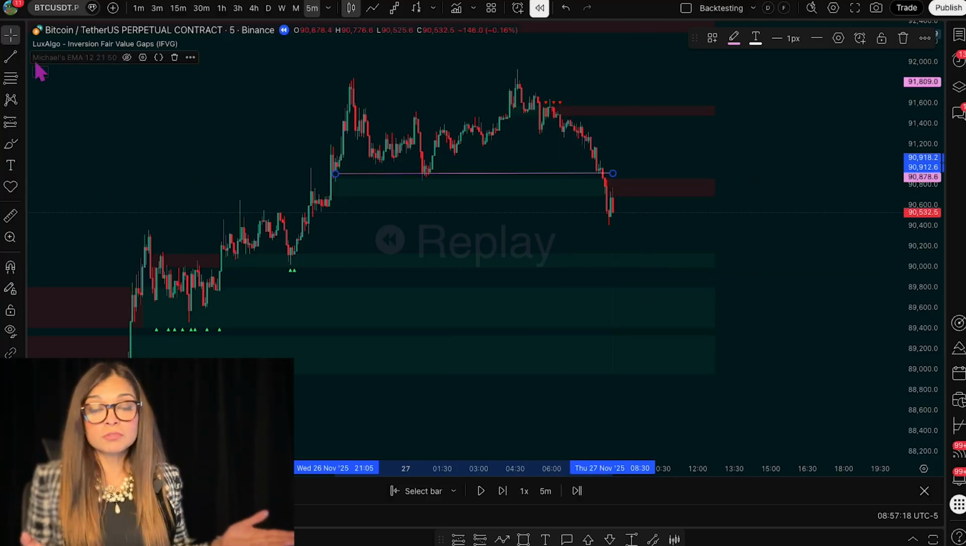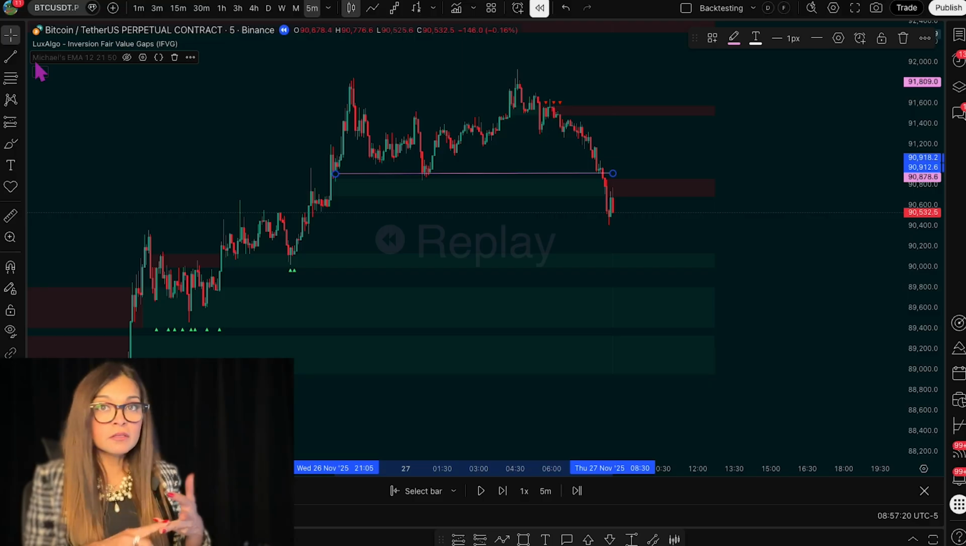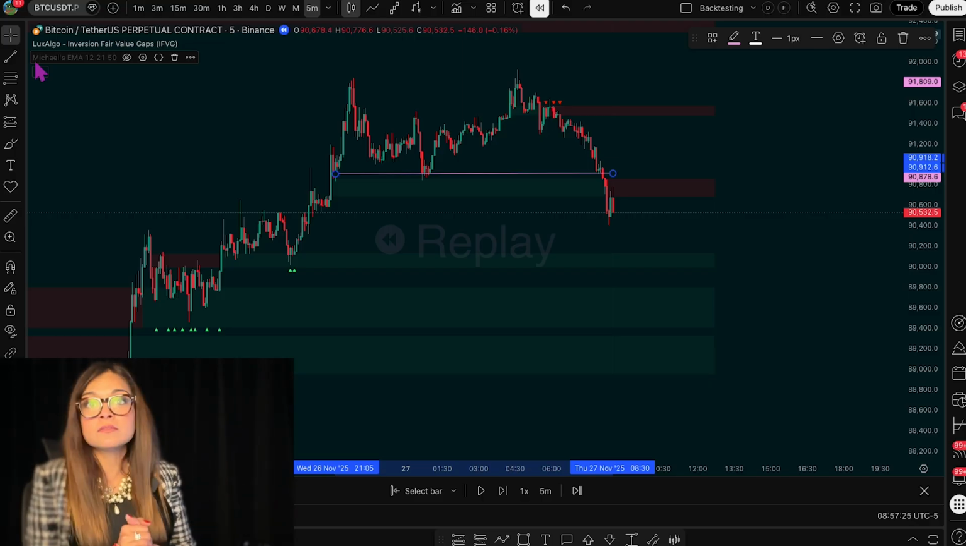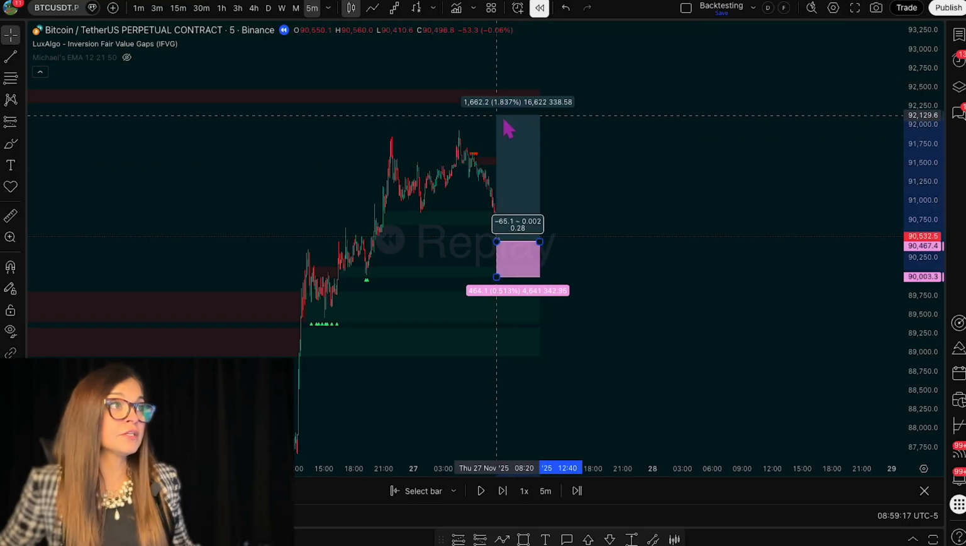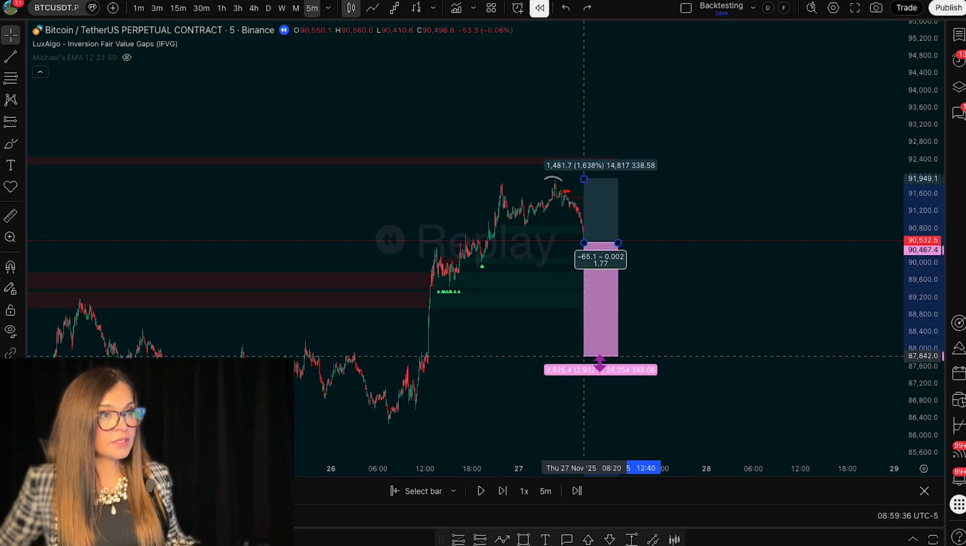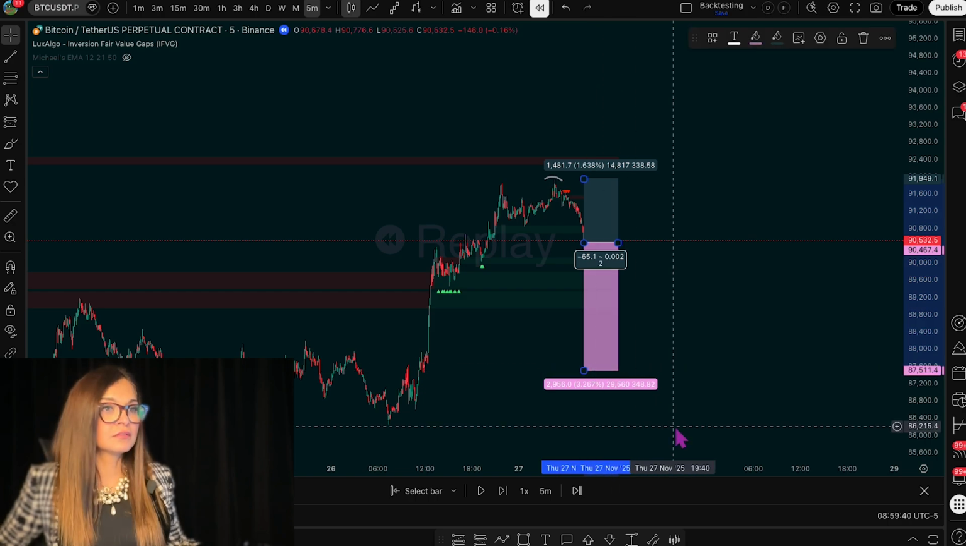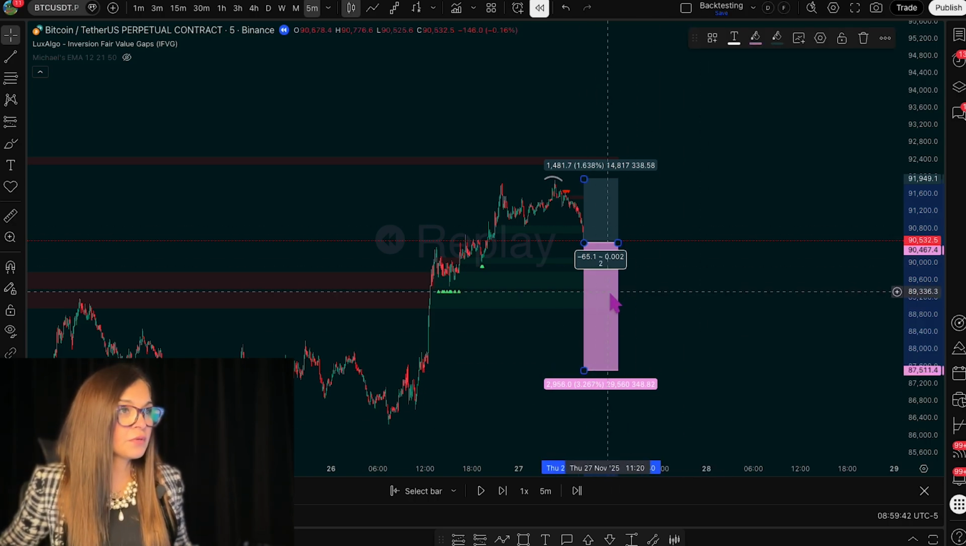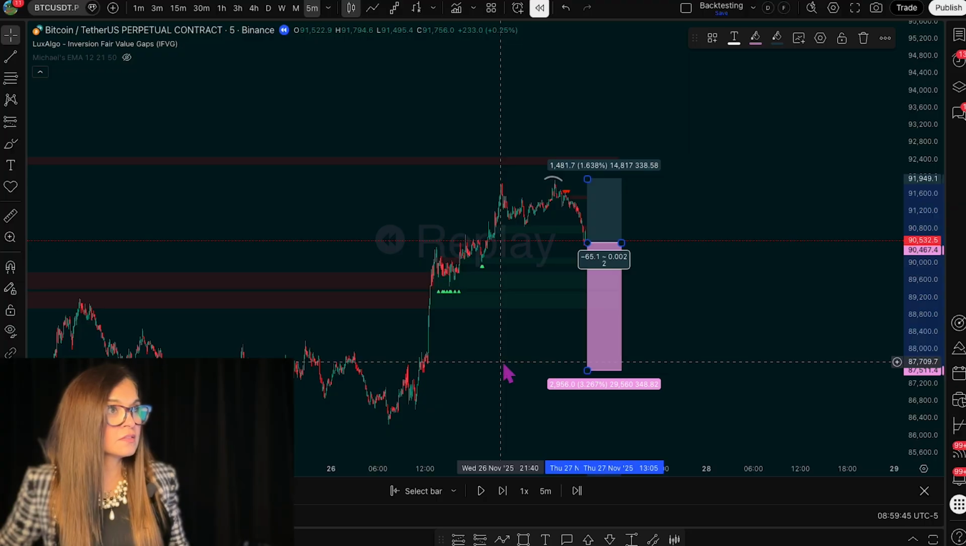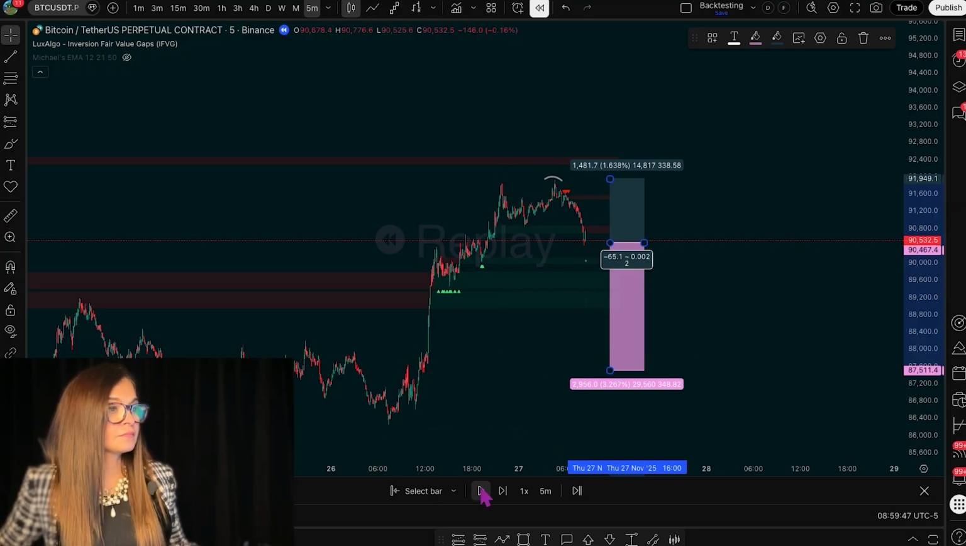Okay, so my rules are an MSB and an inverse fair value gap. I enter and I put my stop loss at the swing high or low. I need to put my stop loss up here. Now my target is 2R. All right, and there we go. Let's play this out and see how it goes. Play.